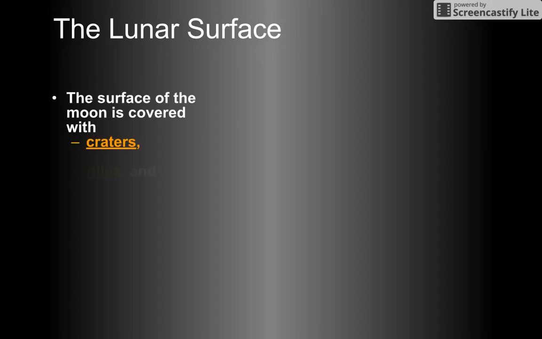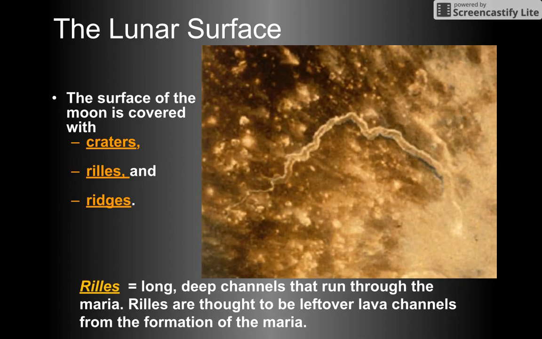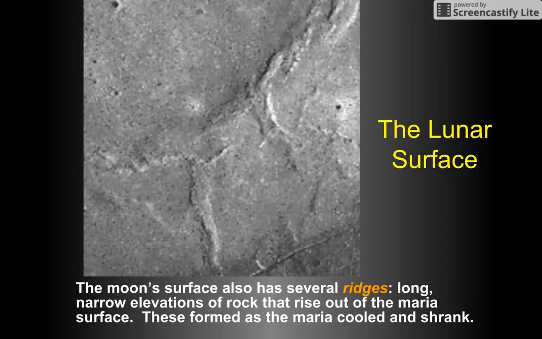The surface of the moon is covered with craters, also with rills and ridges. Sounds like a potato chip. Rills are long, deep channels that run through the maria. We believe they were probably lava channels. And ridges are long, narrow elevations of rock that rise out of the maria. We believe that these formed as the maria, the lava, cooled and shrank, causing these ridges.